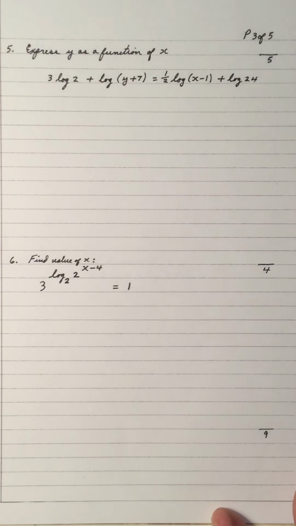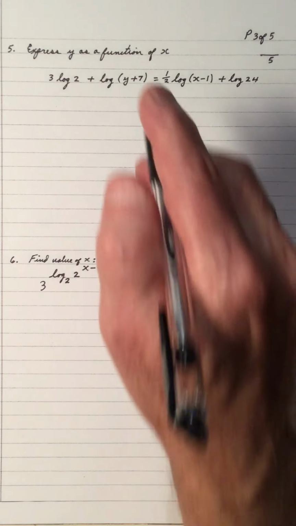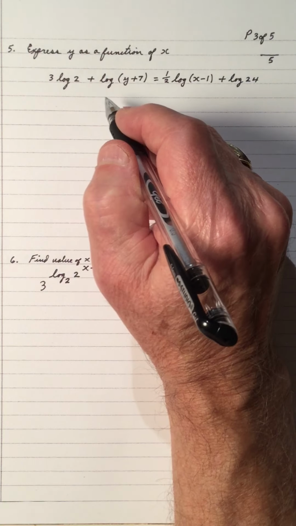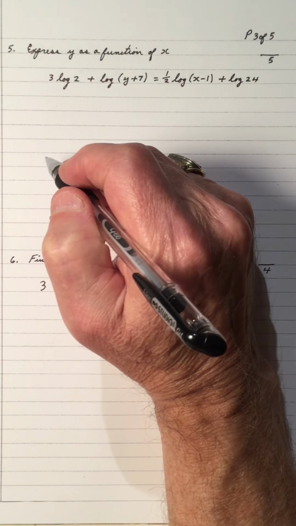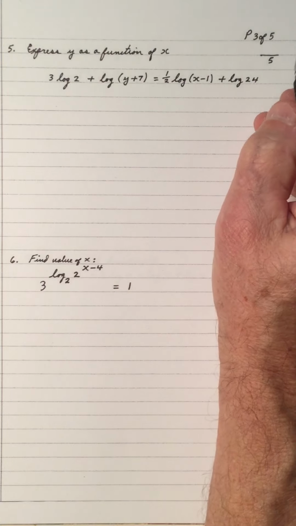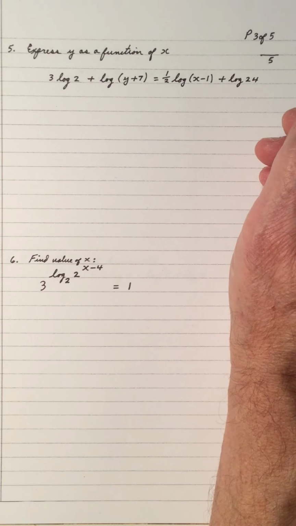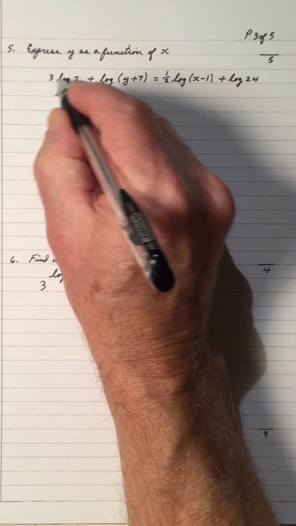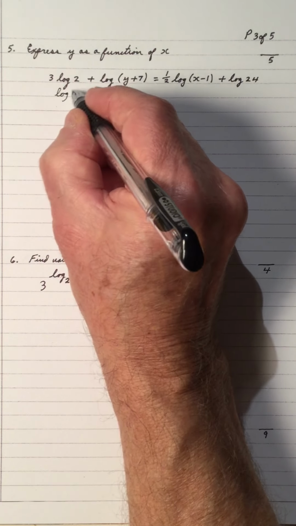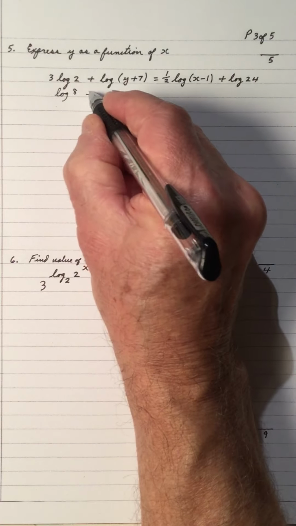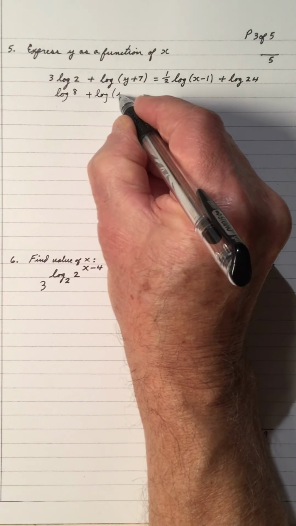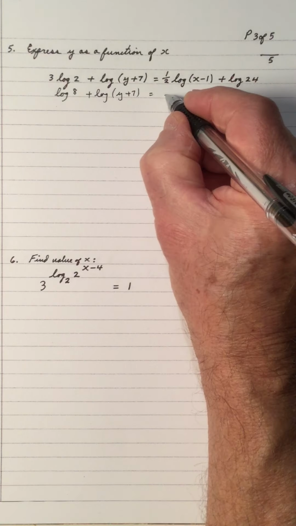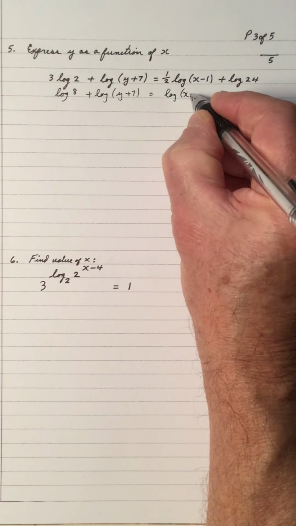Let's continue. Number 5, express y as a function of x, which means you have an equation. I put y on the left and I put x on the right. So first I have to simplify this equation. I have logs, so the power rule we do first. So the 3 goes up to the power of 2, so 2 cubed is 8. The log of y plus 7 is okay. And the half goes up to the power of x minus 1.